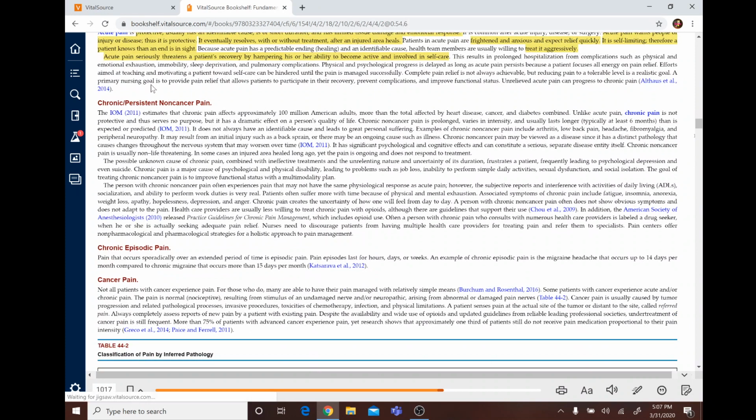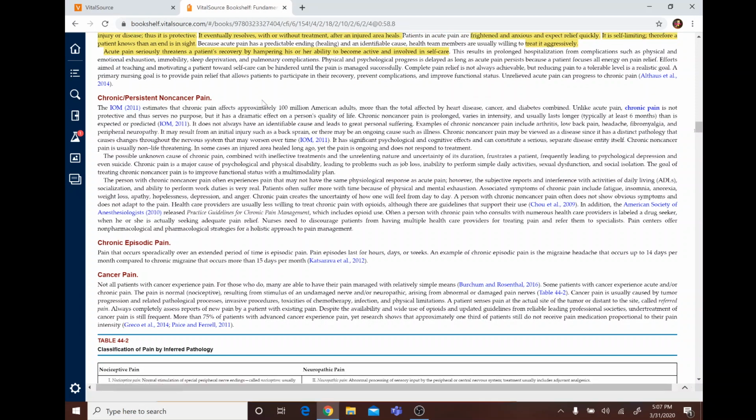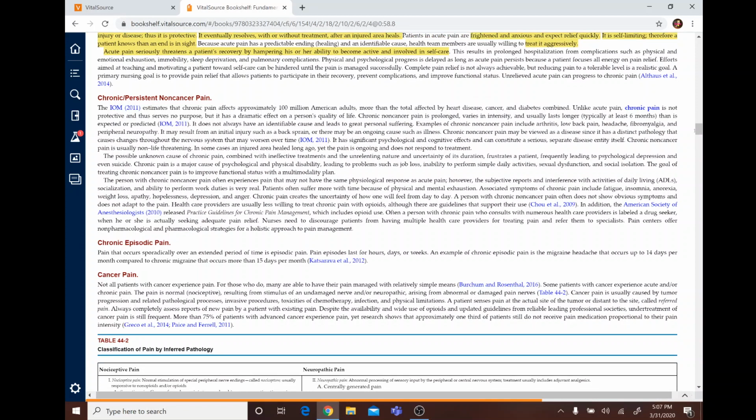Okay. Chronic or persistent non-cancer pain. The IOM estimates that chronic pain affects approximately 100 million American adults, more than the total affected by heart disease and diabetes. Unlike acute pain, it is not protective and thus serves no purpose, and has a dramatic effect on the person's quality of life. Chronic non-cancer pain is prolonged, usually lasts longer, typically at least 6 months, than is expected or predicted, does not have an identifiable cause, and leads to great personal suffering. Some good examples are arthritis, low back pain, headache, fibromyalgia, and peripheral neuropathy.